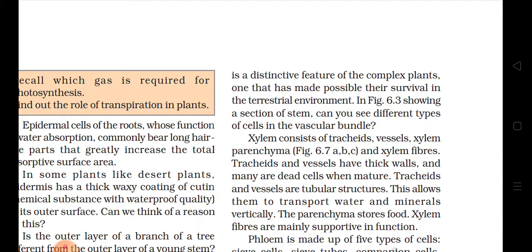Why unidirectional? Because water is transported from the lower part, meaning from the roots to the leaves.